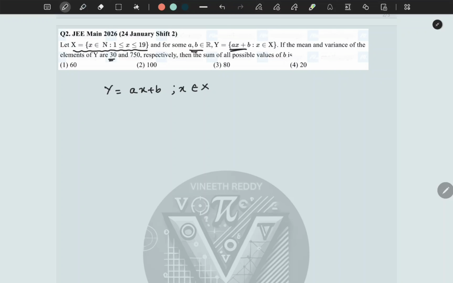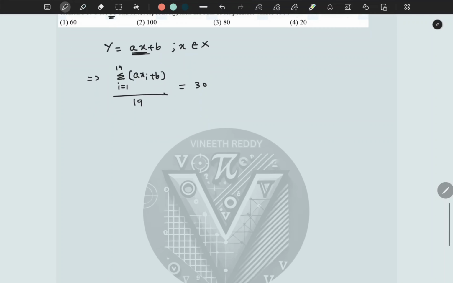If the mean and variance of the elements of Y are 30... first let us deal with this part only. Mean of the elements of Y is 30. That means summation of axi plus b, where i is ranging from 1 to 19, because there are 19 elements in set X, divided by 19. I hope you understood. That means there will be 19 elements in set Y also, correct? So that should be equal to 30, right?